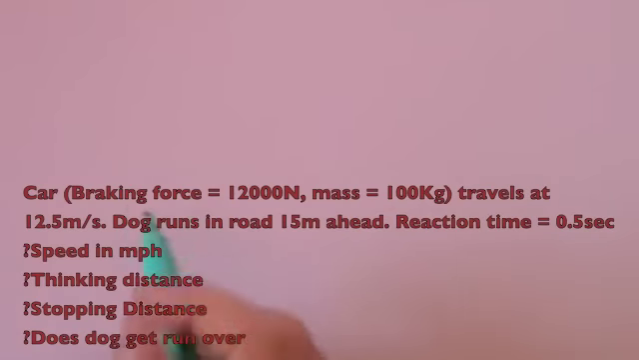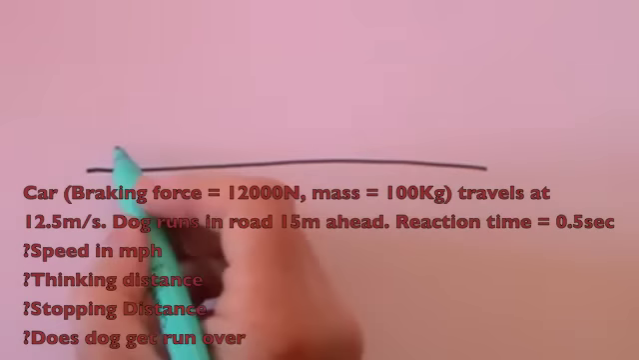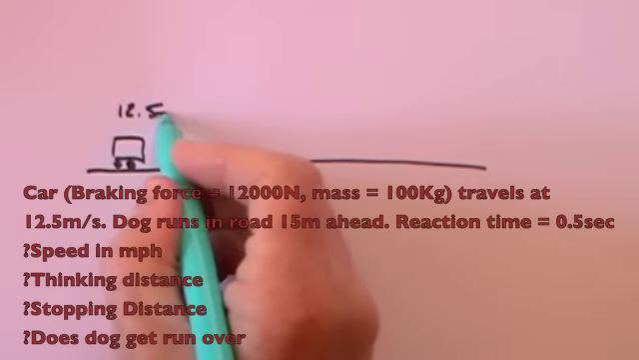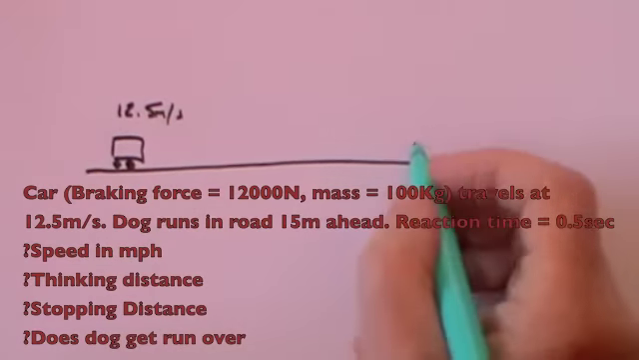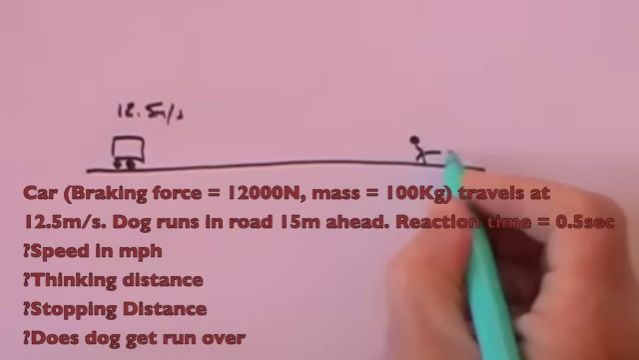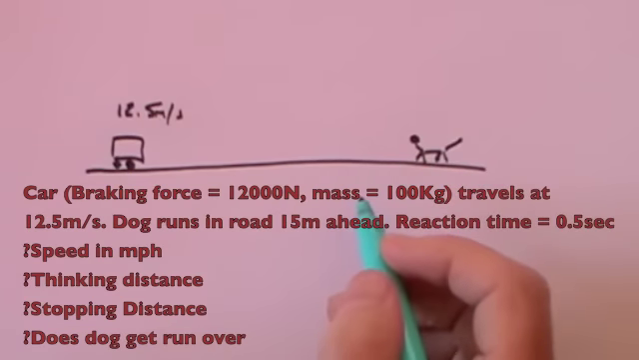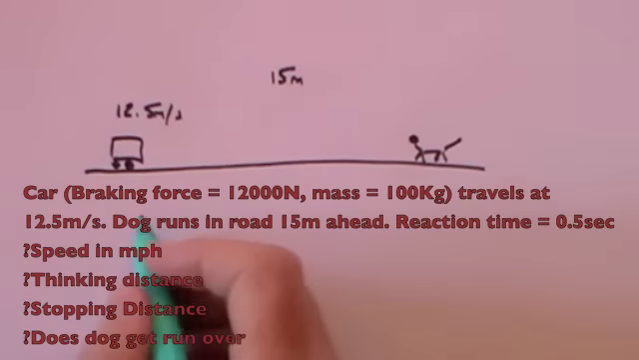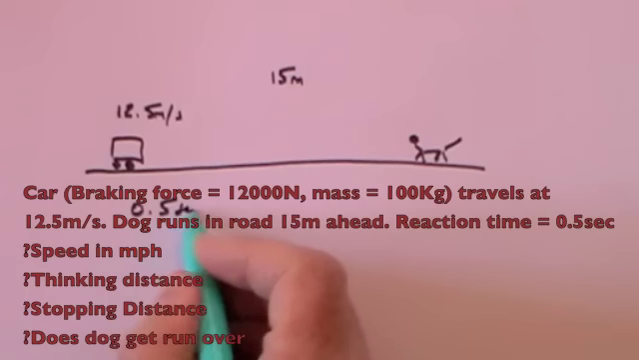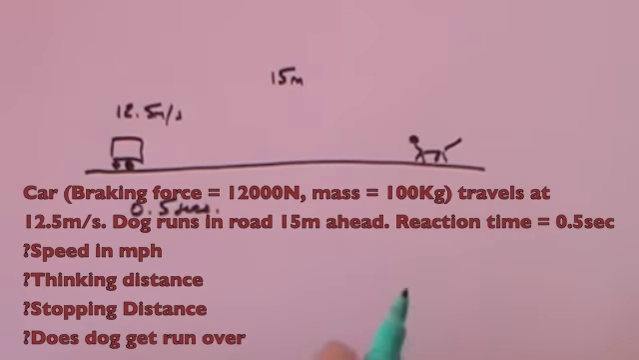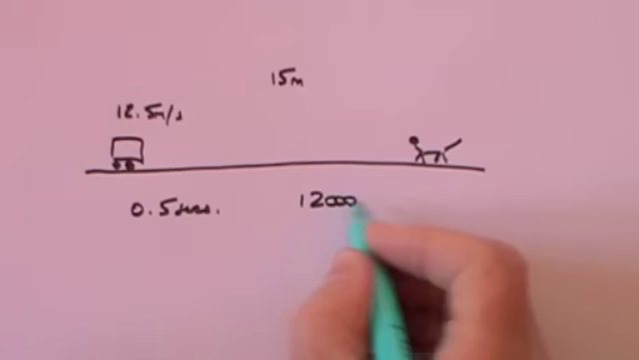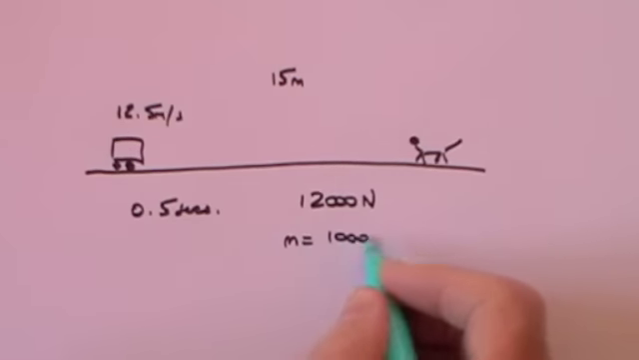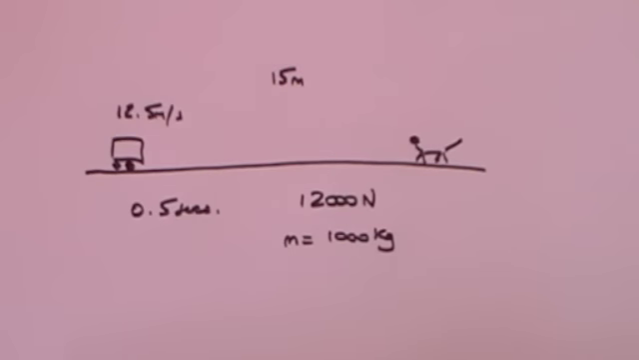Question 14. A car is driving along a road and it is travelling at 12.5 meters per second, when suddenly a dog runs out, and that dog is 15 meters away. The driver's reaction time is 0.5 seconds. The braking force of the car is 12,000 newtons, and the mass of the car is 1,000 kilograms. And we are asked the following.